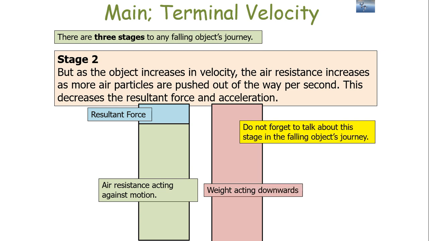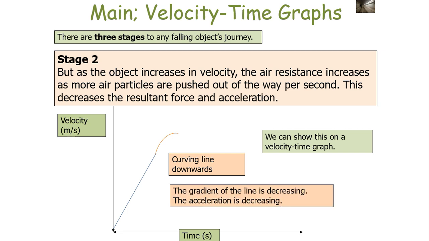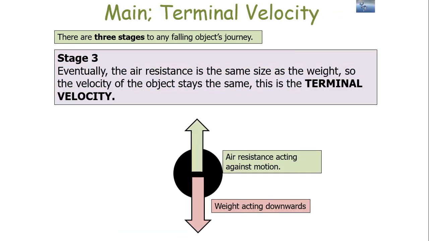Now when you're doing this question in an examination, don't forget to talk about this stage in the fallen object's journey. Every student seems to remember stage 1. Every student seems to remember stage 3, but very few students discuss stage 2. So if we look at this on a velocity time graph, we've still got acceleration, so the velocity is still increasing, but it's increasing at a smaller rate, so it's curving now. So we've got a line curving for this second stage. The gradient of the line is decreasing because the acceleration will be decreasing. But the velocity, remember, is still going up a bit at a smaller rate.